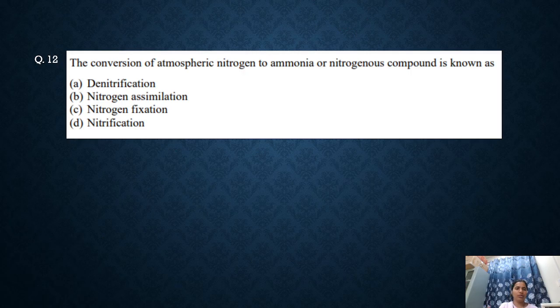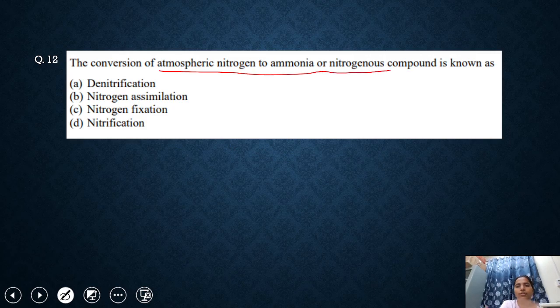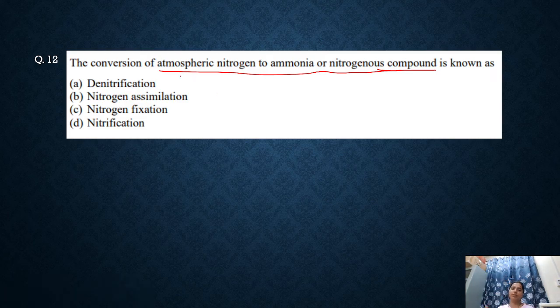Now coming to the next question. The conversion of atmospheric nitrogen to ammonia or nitrogenous compound is known as. Pooja, you answered this. Nitrification. Okay. Anyone want to answer this question? The conversion of atmospheric nitrogen to ammonia or nitrogenous compound is known as. Nitrification. Okay.